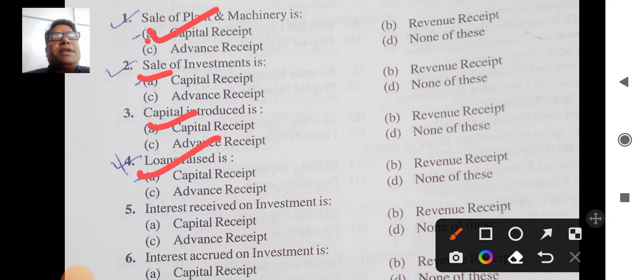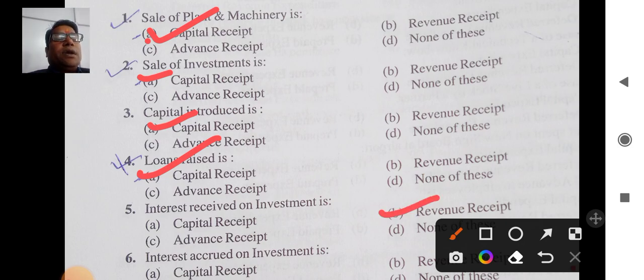Next, see interest received on investment. If any income is generated over the capital assets, that is called expense or income. Any income or expense raised over the assets would be considered as revenue expense or revenue receipts. Right, in this question you have received interest, so that would be revenue receipts.